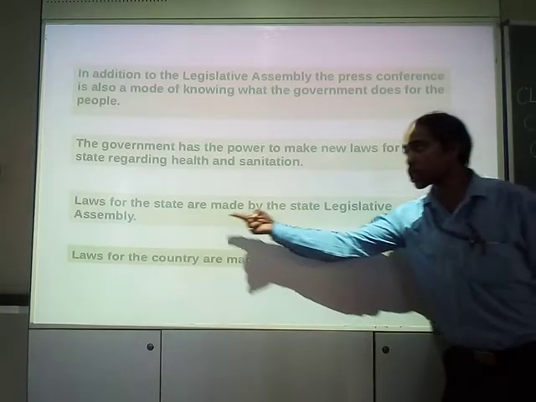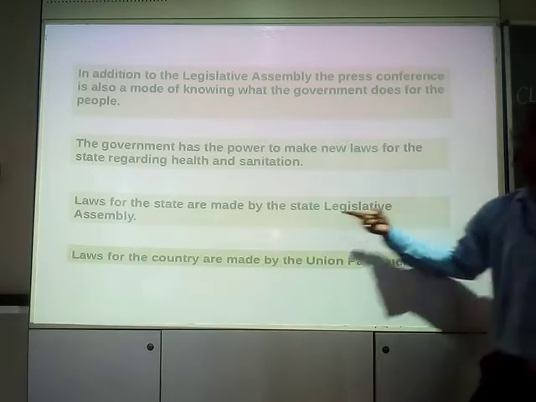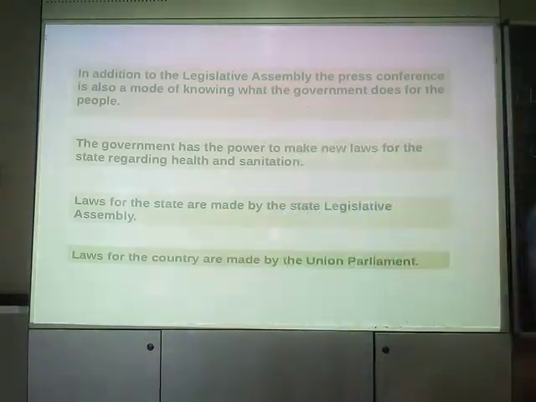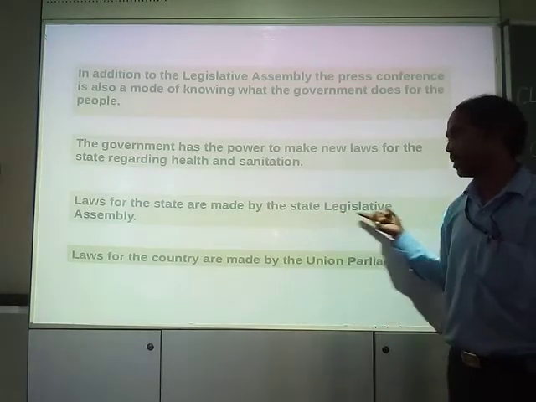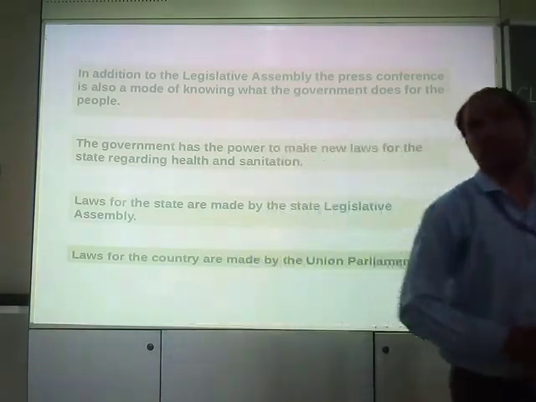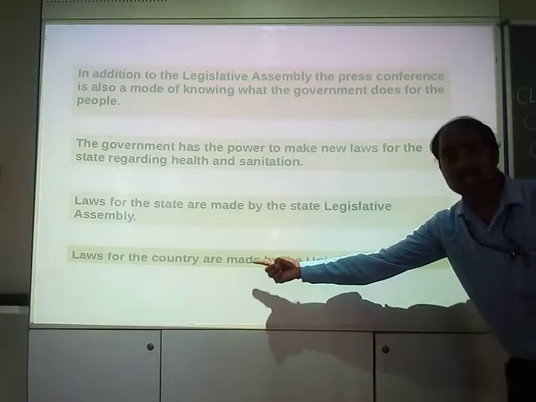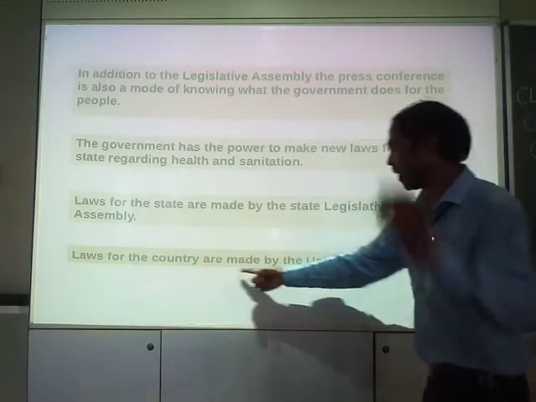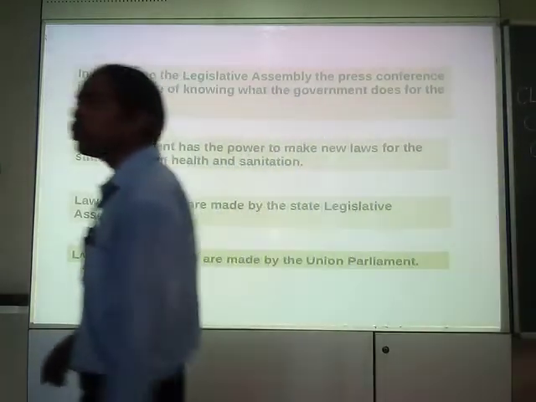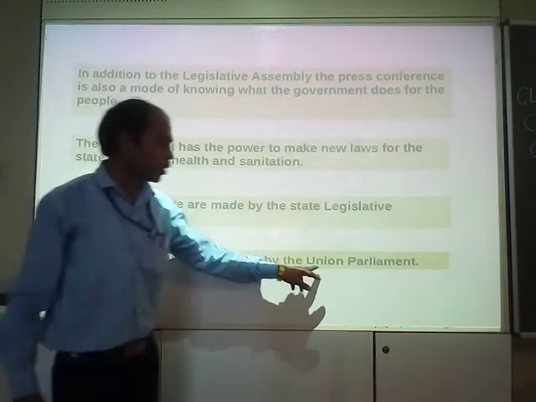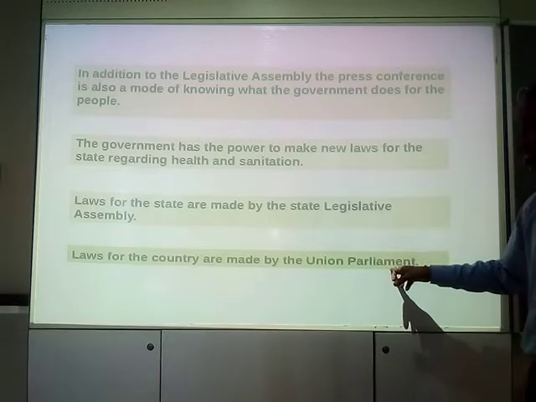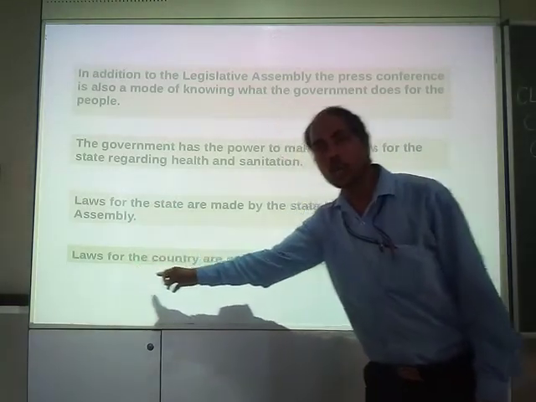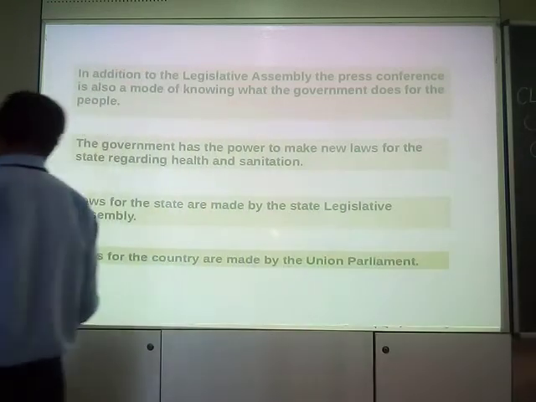Now laws for the state are made by the state legislative assembly. Mind you, I have already told you that the laws for the state are made by whom? By what body? Legislative assembly. Always remember. Moreover, laws for the country, if I am going to talk about the whole country, are made by parliament, union parliament. Union I have added to show the solidarity or the unity. So it's the union parliament, it is the parliament that makes the laws for the country.